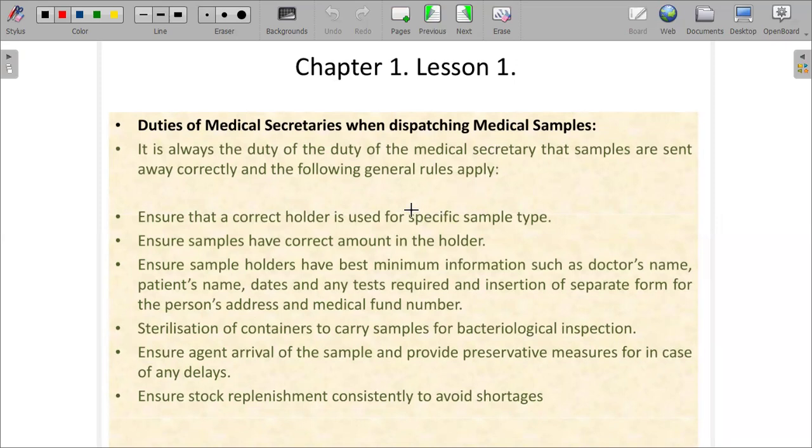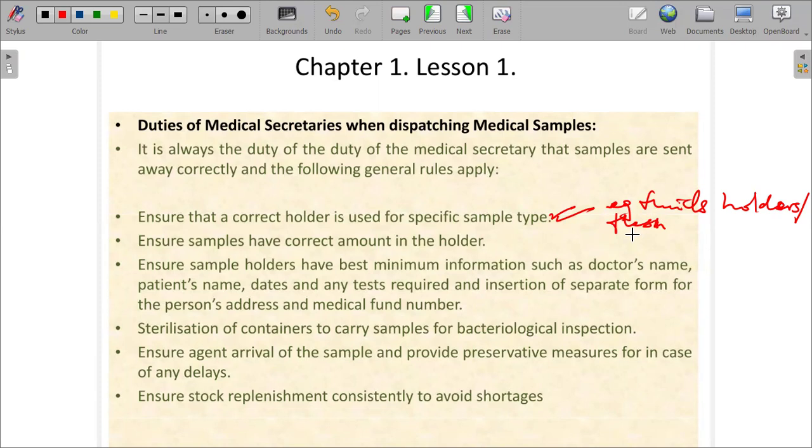So it is always the duty of the medical secretary that the samples are sent correctly, following the specific rules and regulations applying to each of the samples to be sent. One, the medical secretary ensures that a correct holder is used for a specific sample. We have a variety of holders, for example, for fluids and for fleshy samples. These are not placed in the same type of holder. Each type of sample has its specific holder. Hence, it is the duty of the medical secretary to ensure that the correct sample holder is used.